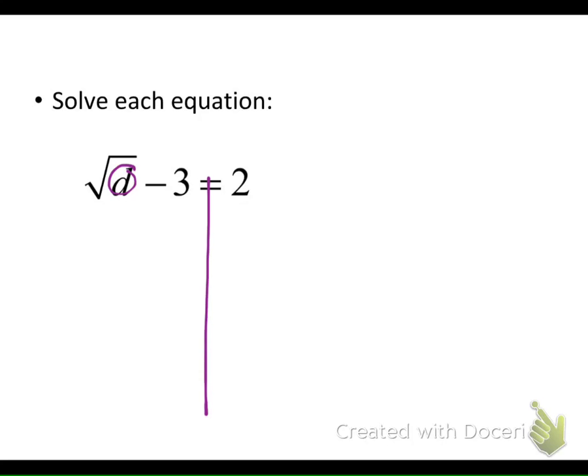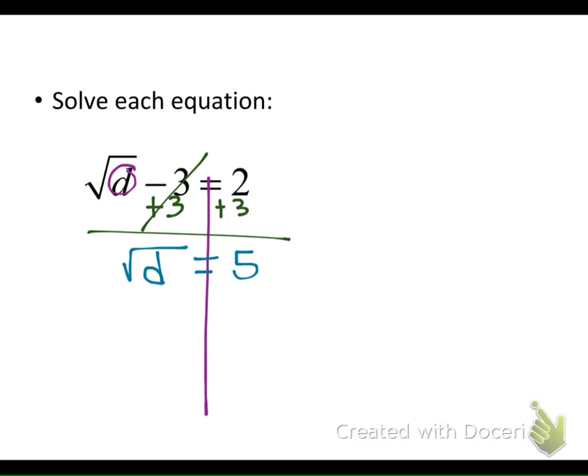If I want to get this by itself, what do I have to get rid of? So how do I get rid of that minus 3? What's the inverse operation for minus 3? Plus 3. Golden rule: whatever I do to one side, do it to the other. Draw your line, cancel. So on my left side, I bring the square root of d down. And then on my right side, what's 2 plus 3? 5.